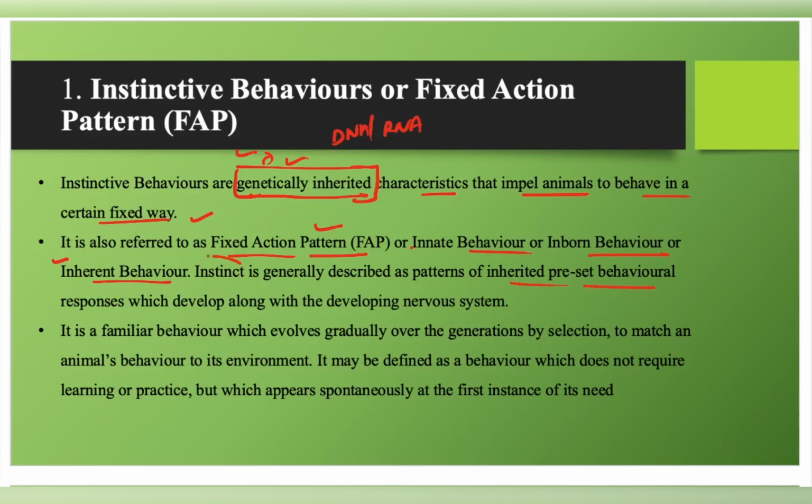So you must have heard about a word called instinct. So what is instinct? Instinct is a pattern of inherited preset behavioral response which develops along with the developing nervous system, right? Then it is a familiar behavior which evolves gradually over the generation by selection. This is the same kind of behavior that you will see in certain animals, and it will evolve gradually over the generation by selection to match an animal's behavior to its environment.